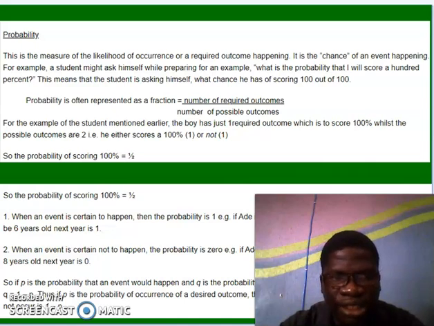So if P is the probability that an event will happen and Q is the probability that an event will not happen, then P plus Q equals 1, and Q equals 1 minus P. Thus, if P is the probability of occurrence of a desired outcome, then the probability that the desired outcome will not occur is 1 minus P.